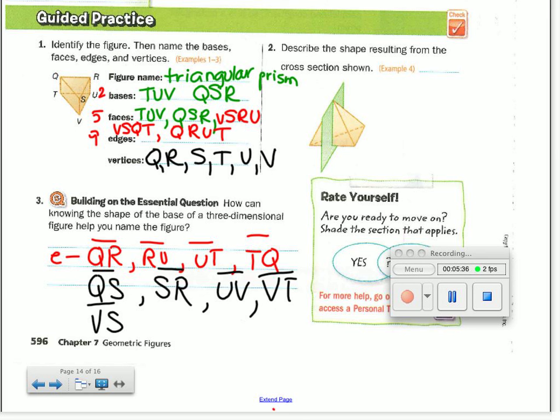All right. The last thing, number 2, it says describe the shape resulting from the cross section. This is a vertical slice, a vertical cross section. They want to know when you open these 2 shapes up, what is the shape you would see, the new cut shape? Yes? Triangle. Yeah, and so that would be your answer. So triangle. All right, any questions?